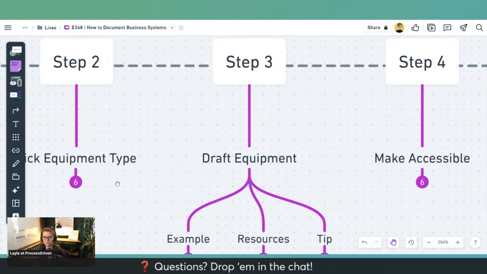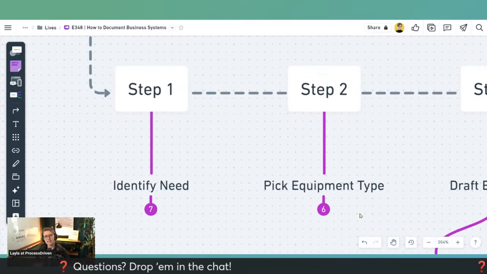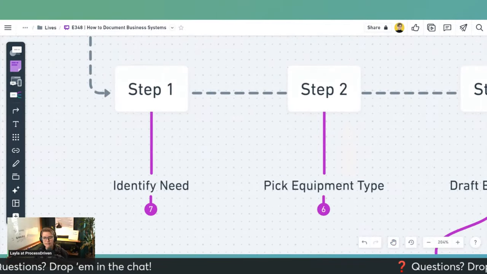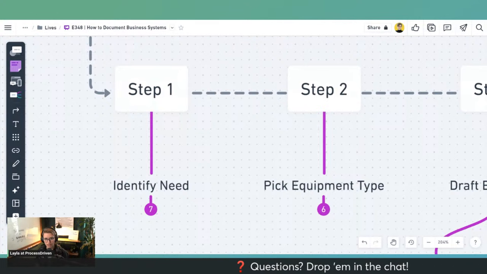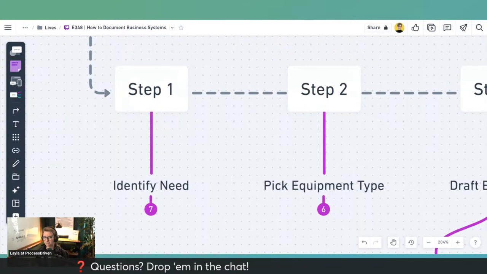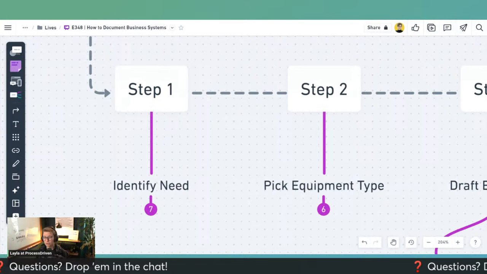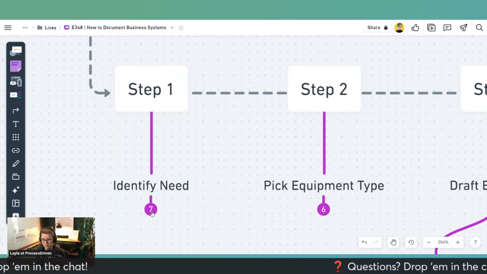Okay. Wonderful. We're going to start documenting our business systems, writing down what we do, at step one, which is identifying the need. This is the step that will save you the most time, but most people skip it because they don't realize this is even on the menu.